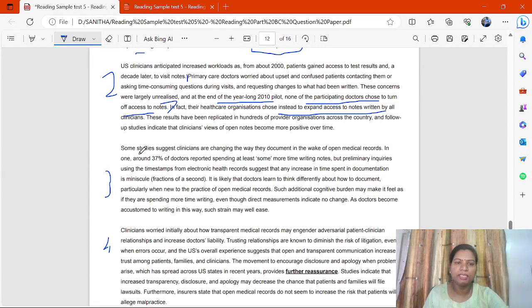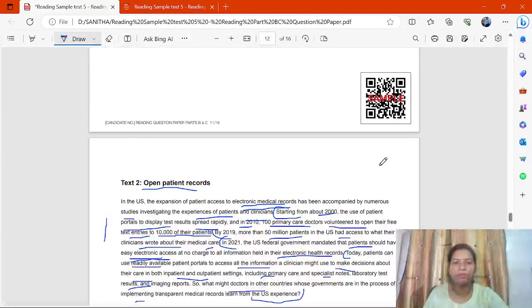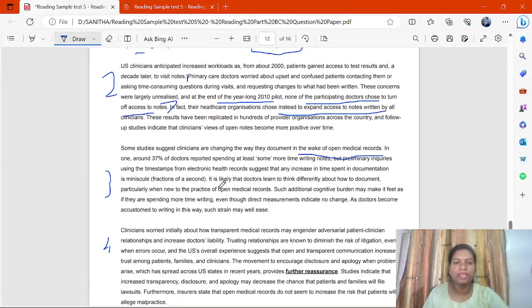Some studies suggest that clinicians are changing the way they document in the wake of open medical records. This passage is talking about open patient records. In one study, around 37% of doctors reported spending at least some more time writing notes, but preliminary inquiries using timestamps from electronic health records suggest that any increase in time spent on documentation is minuscule, a fraction of seconds. It is likely that doctors learn to think differently about how to document, particularly when new to the practice of open medical records.